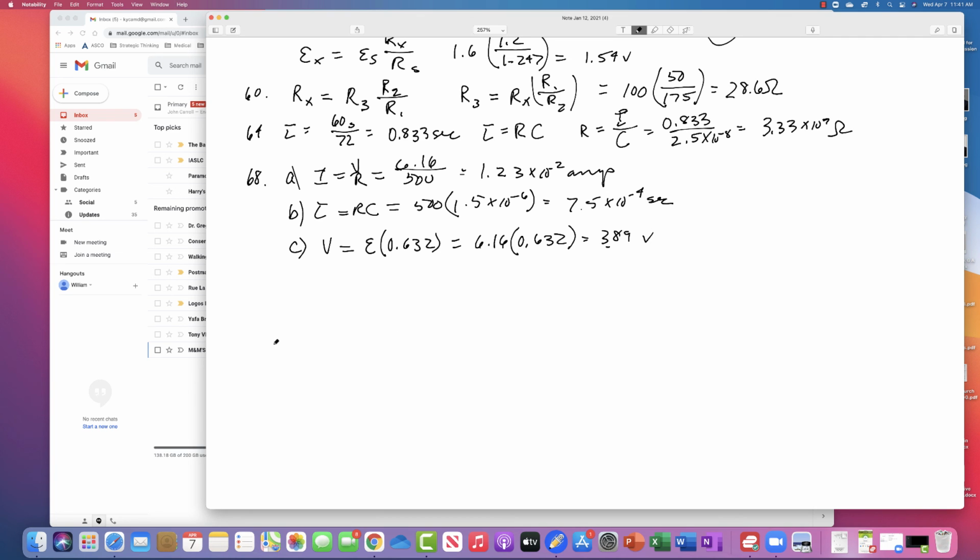And then the current is equal to E minus V over R, which is equal to 6.16 minus 3.894 divided by R, which is 500. And so the new current is 4.53 times 10 to the minus 3 amps. And then the last question on this one says, what is the voltage on the capacitor after one time constant? Well, we already calculated it. It's right here, 3.89.